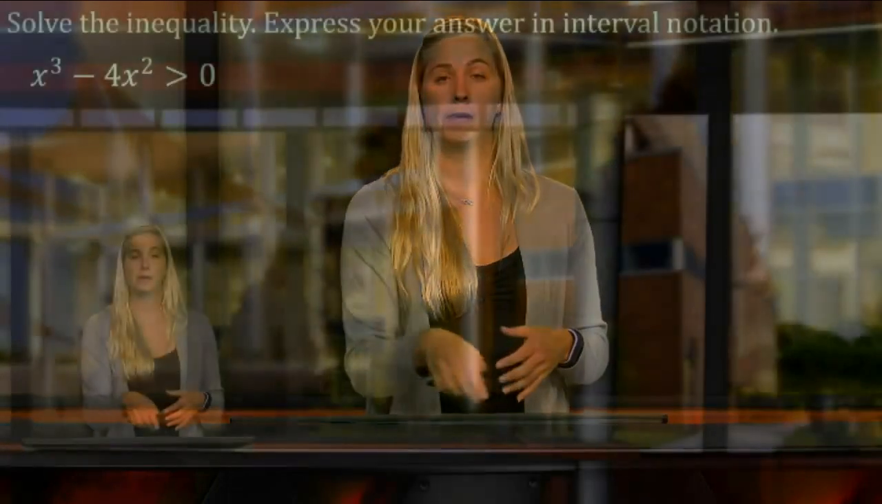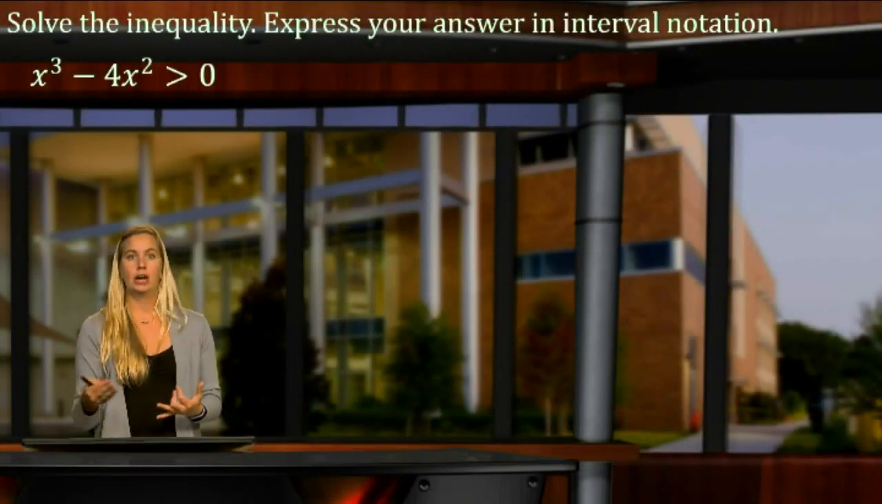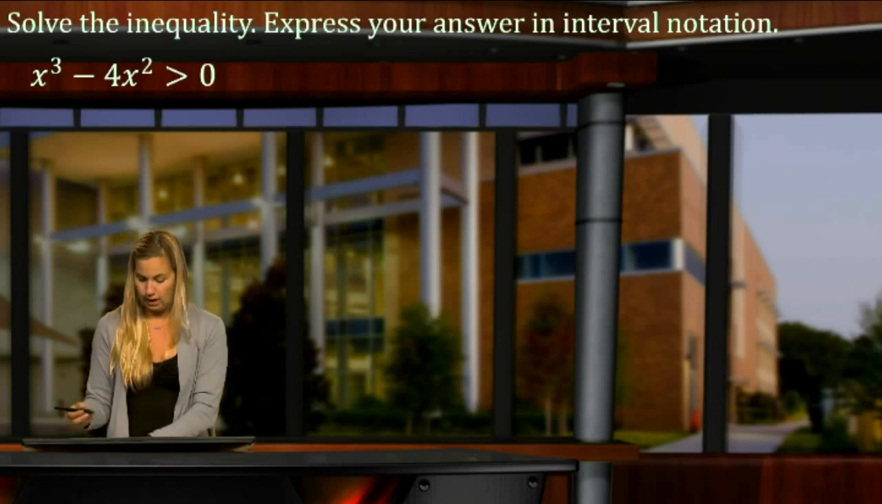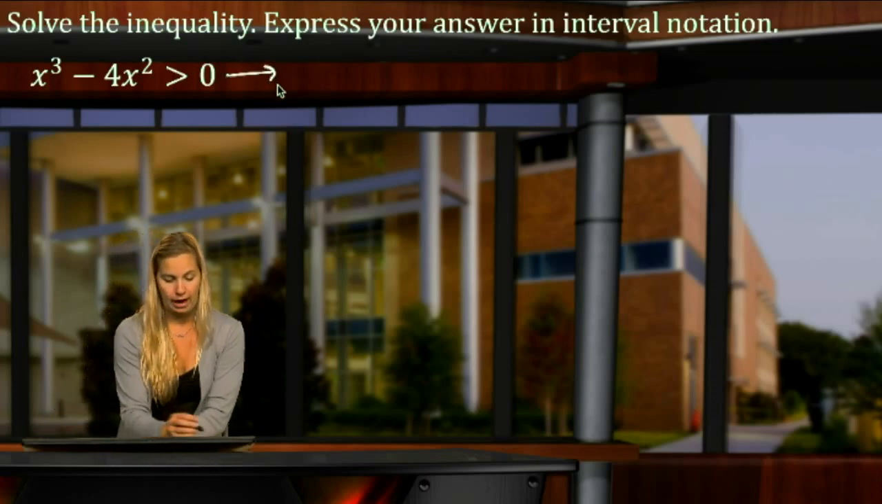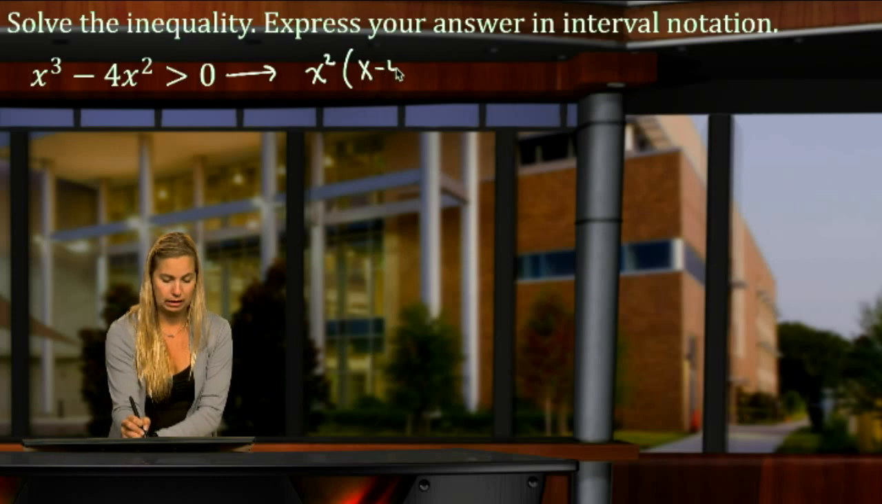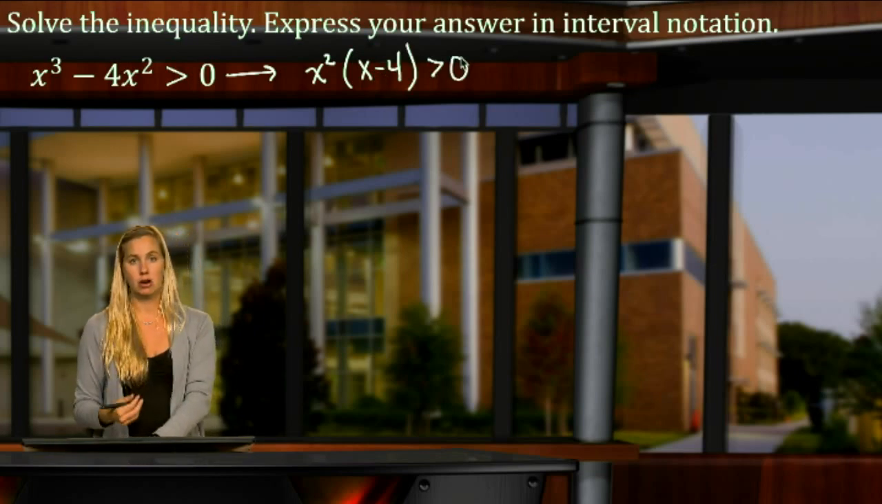We want to make sure that we set it to 0 first, which if we look at this example, this one's already set to 0. So our next step is to try to find the zeros. The easiest way to do that is to factor. So if I look at this and I try to factor this, I see I've got a GCF of x squared. And when I factor that out, I'm left with x minus 4. And this is still greater than 0.